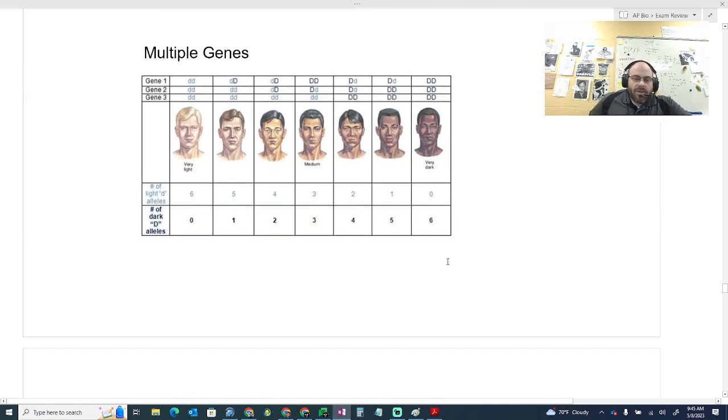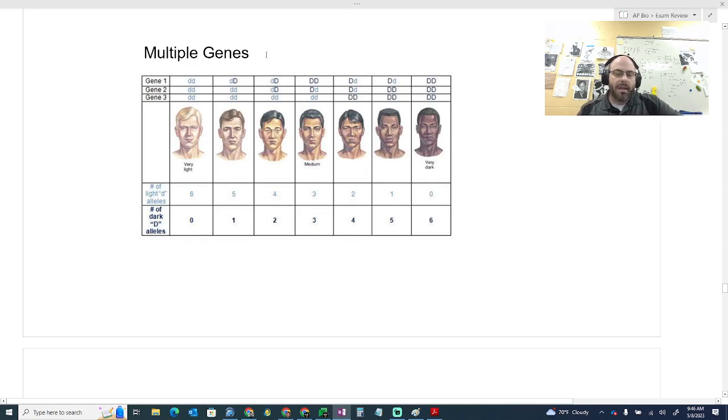Some inheritance patterns are different, like multiple genes. Basically, this means you have multiple genes that code for the same phenotype. Skin color is a great example of this. There are several genes that code for skin color. Skin color is the phenotype, and this is showing you what's called an additive effect. The genes add up depending on which ones are turned on and off.